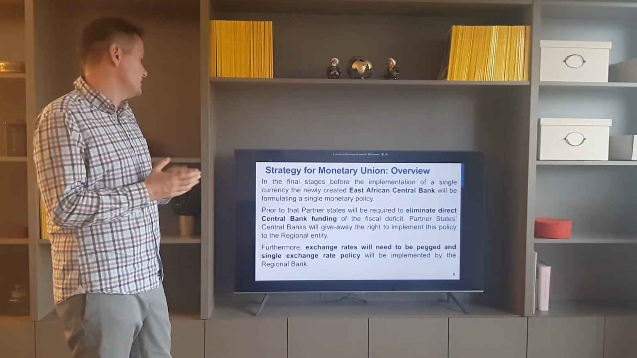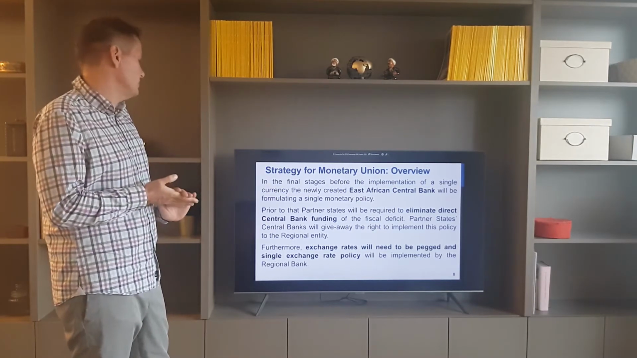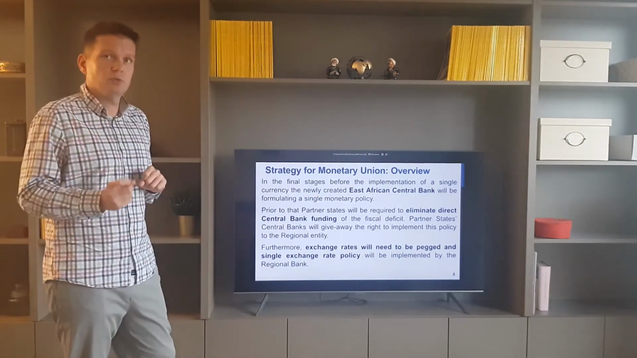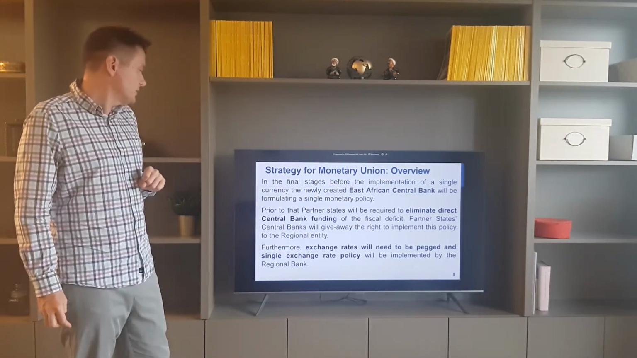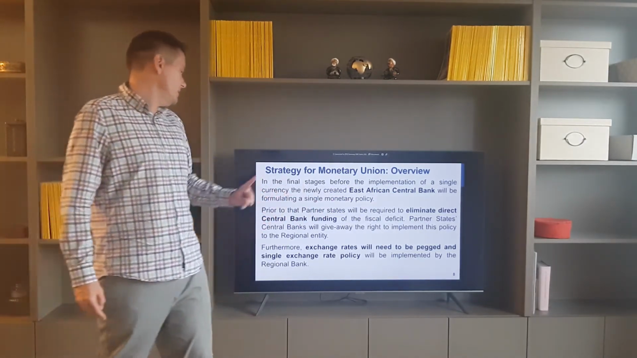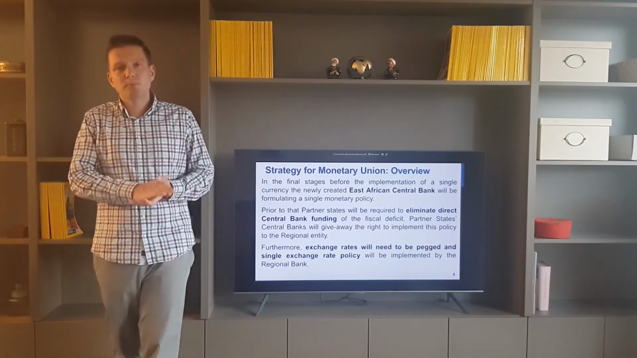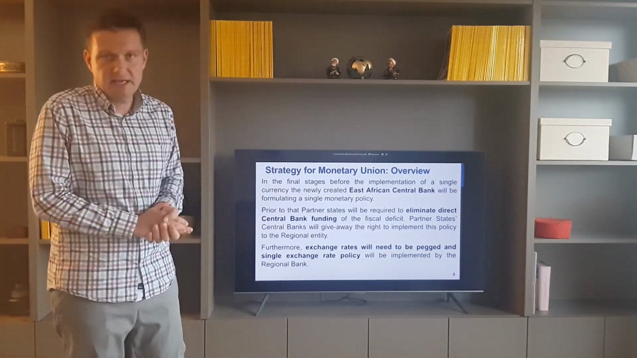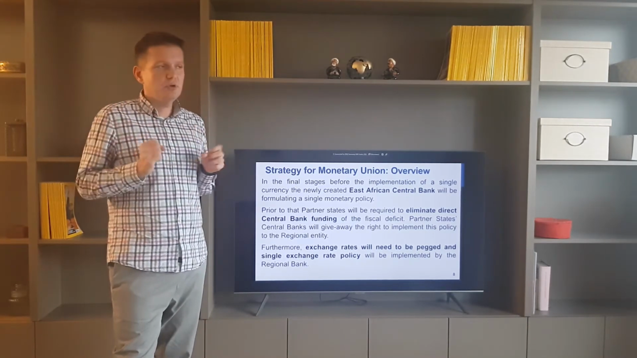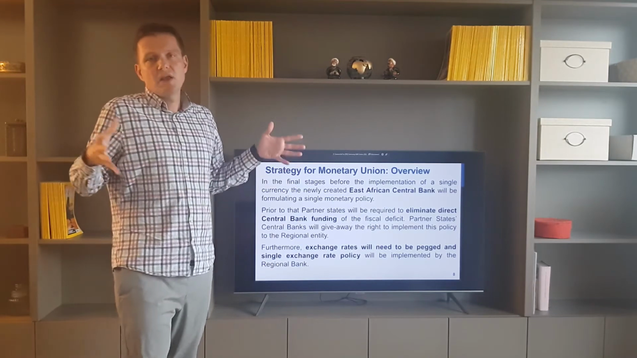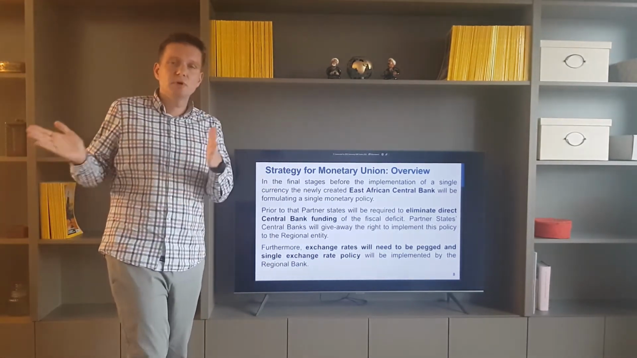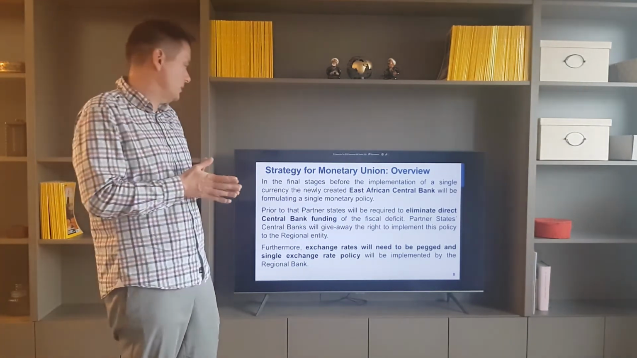Partner states of the EAC will give away the right to implement the policy to the regional entity. The East African Central Bank will be allowed to do so. Furthermore, the exchange rate will need to be pegged, and the single exchange rate policy will be implemented by the regional bank. So at one point, South Sudan will say that one unit of the new currency will be equal to, say, 500 South Sudanese pounds. And the same will be said in Kenya and so on.